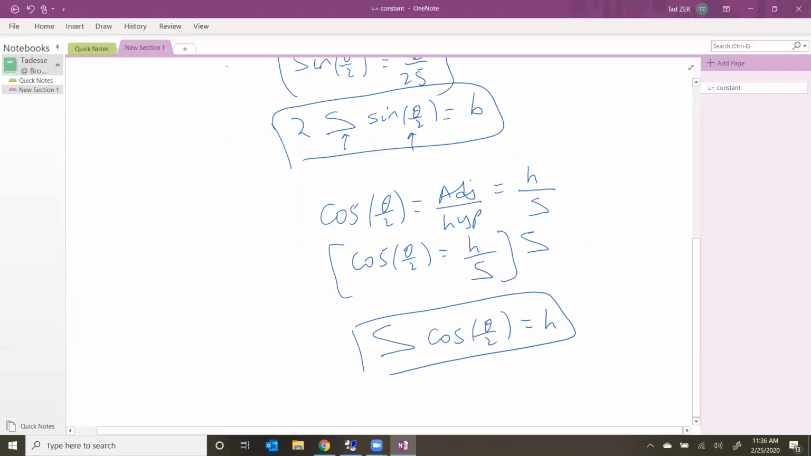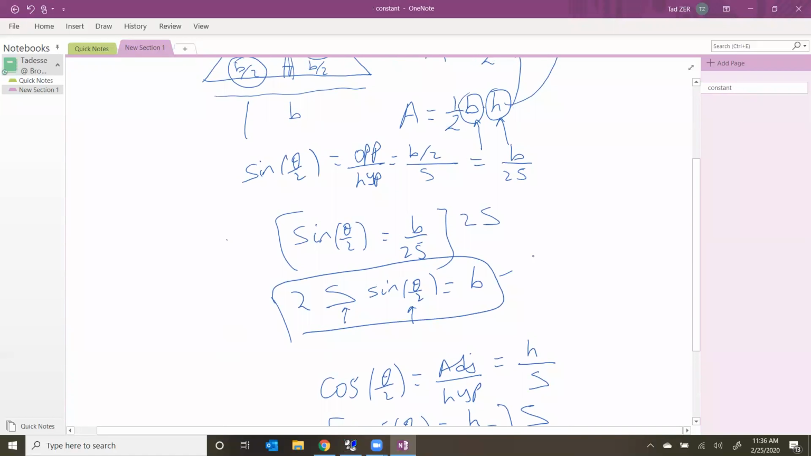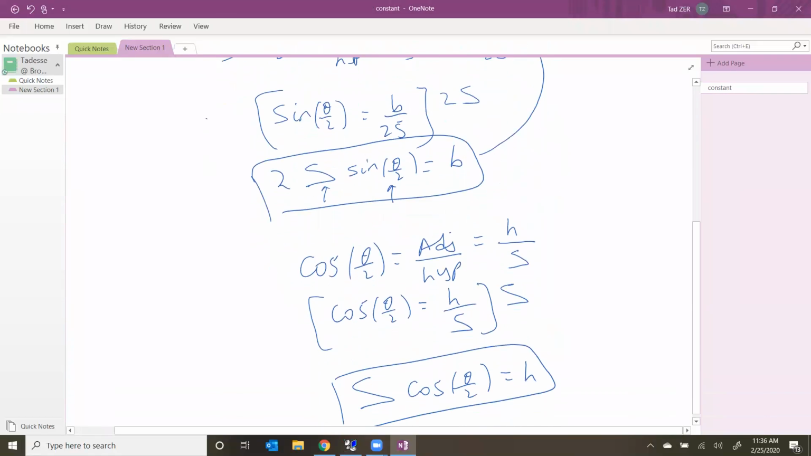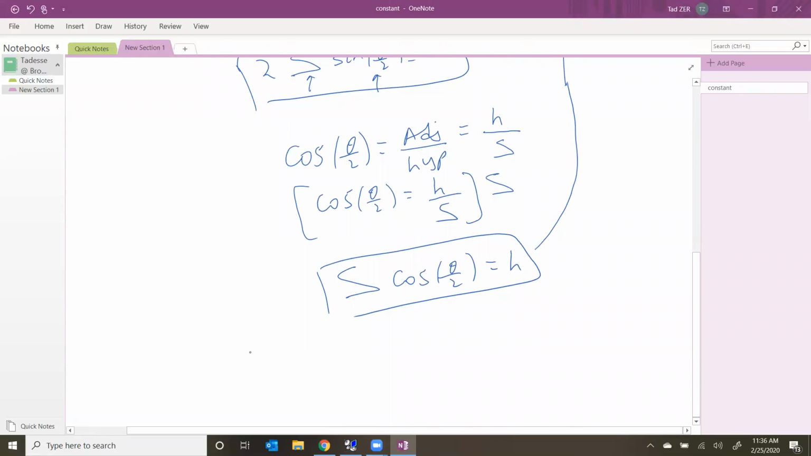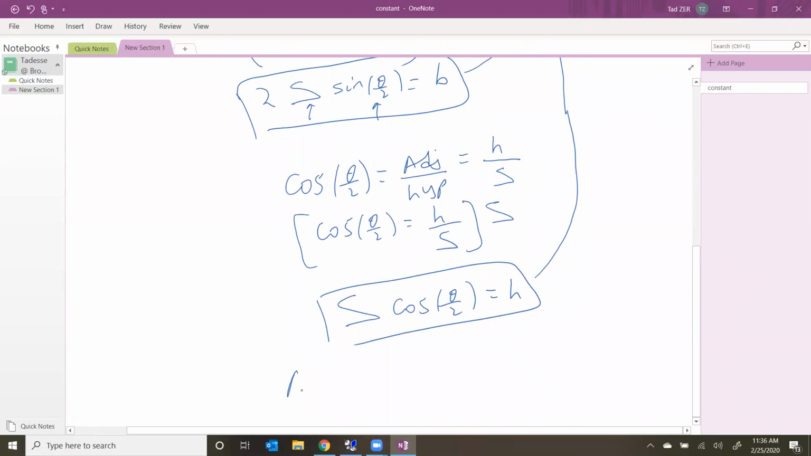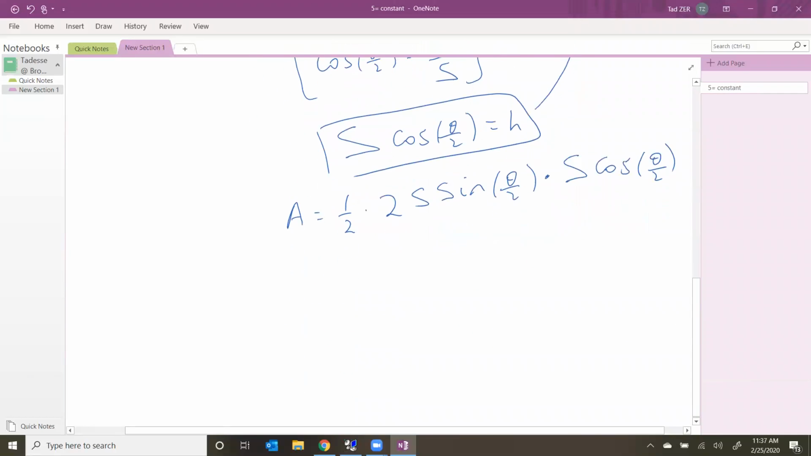Which means I have to plug these two values in here. So that will give me, I'm sure you can see, area is 1/2 times the base. What is the base? 2 times s sine of theta over 2, times h, which is s cos theta over 2.